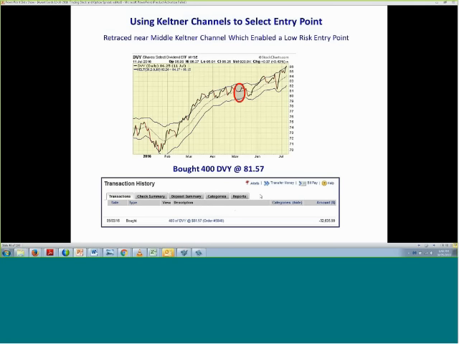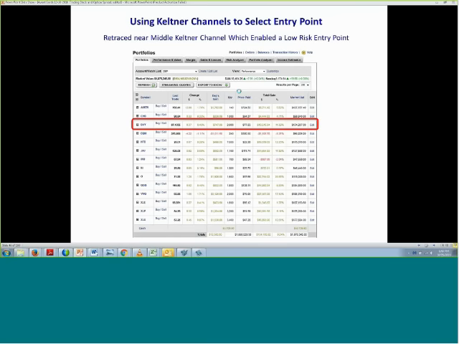Here's another example. This is DVY, the dividend ETF. We bought 400 shares of DVY at 81.57 right in here. Now it did retrace a little bit right here, but you can see that it went on to new highs, so this allowed us to get a profitable entry buying it when it retraced towards the middle channel.